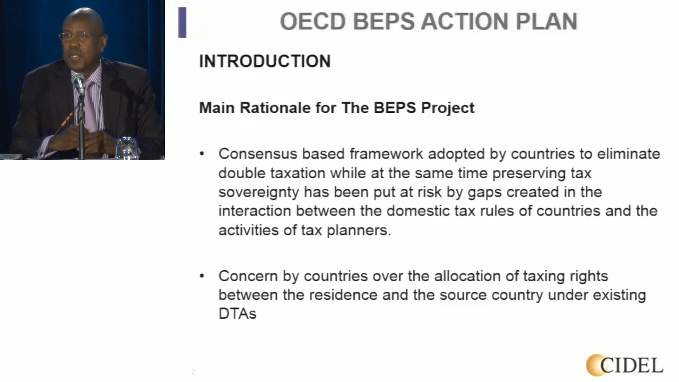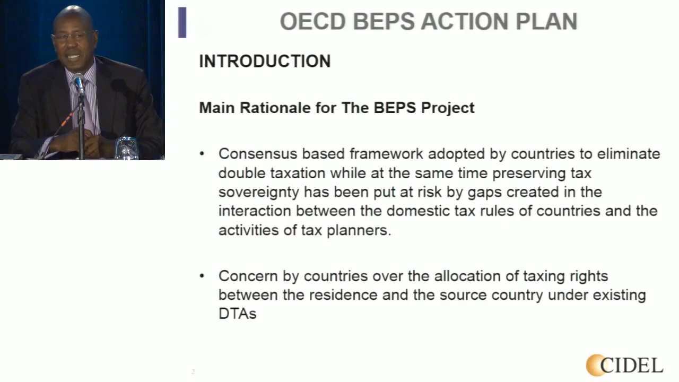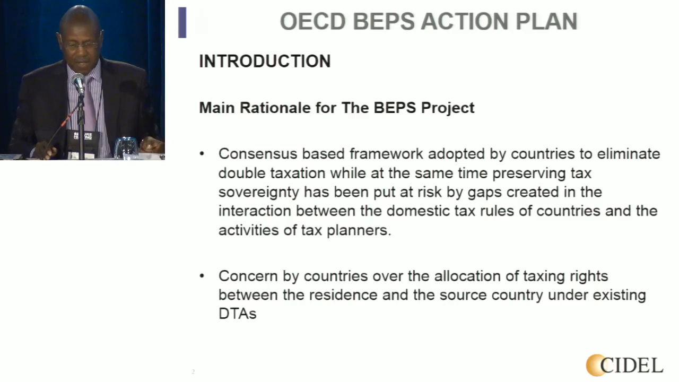There has been certainly concern by countries over the allocation of taxing rights between the residence country and the source country under existing double taxation agreements. And certainly in my time with the United Nations group of experts on international tax cooperation, there was significant discussion between the developed countries and particularly the larger developing countries like China and Brazil and Japan about the allocation of taxing rights, particularly in relation to services.